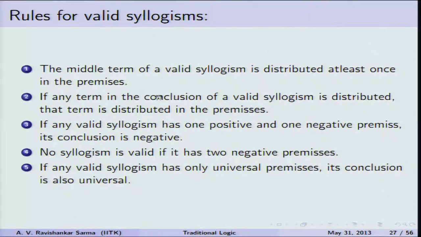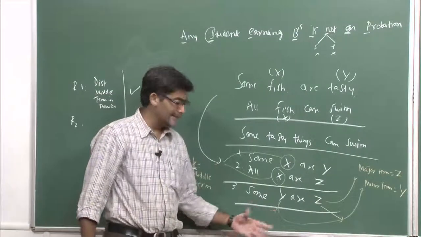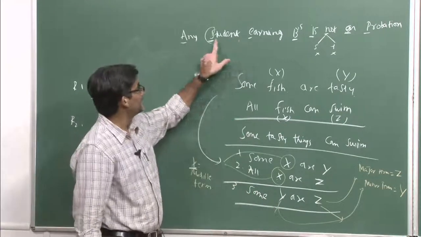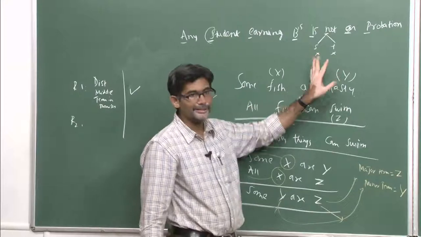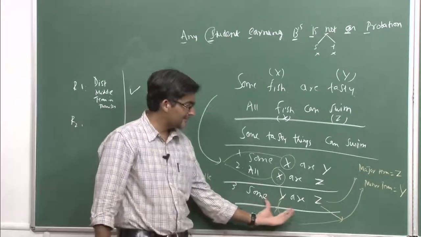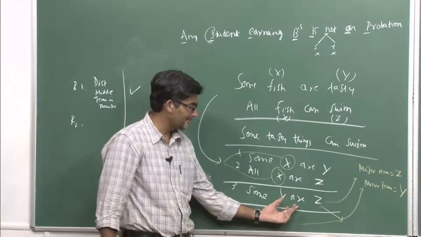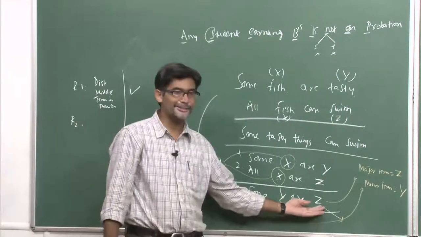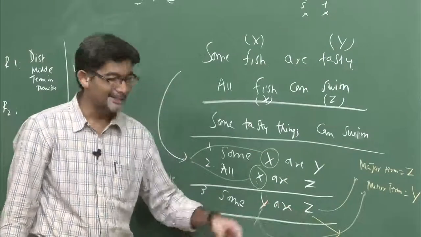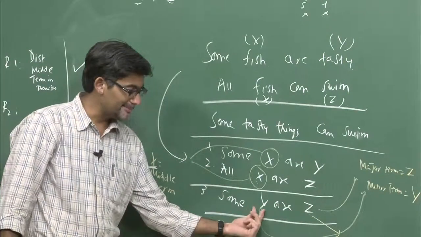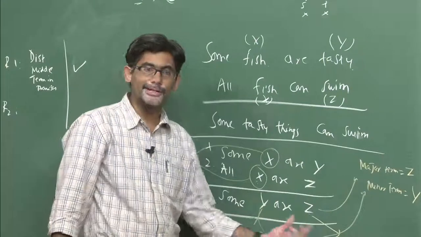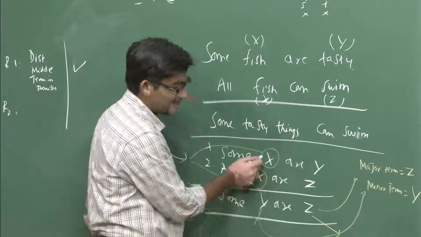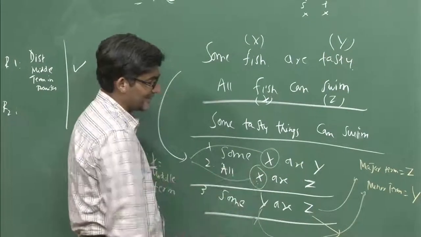Now look at the conclusion. The conclusion is an I proposition. An I proposition distributes neither of them, so nothing is distributed in the conclusion. Y is not distributed, and Z is also not distributed, because it's an I proposition. An I proposition distributes neither the subject term nor the predicate term. Now we need to see whether Y and Z are distributed in the premises.